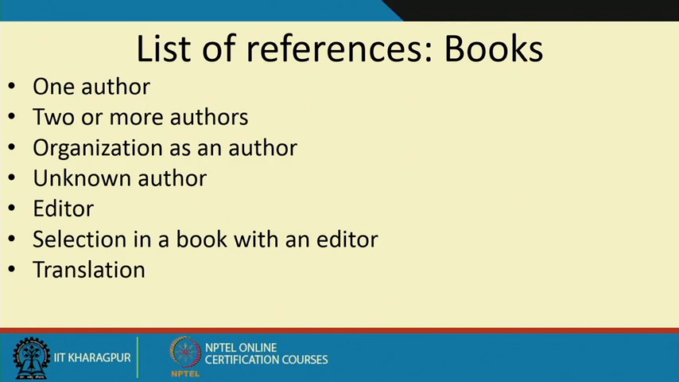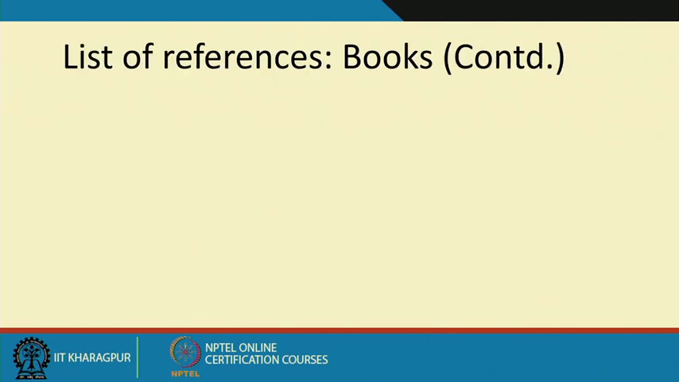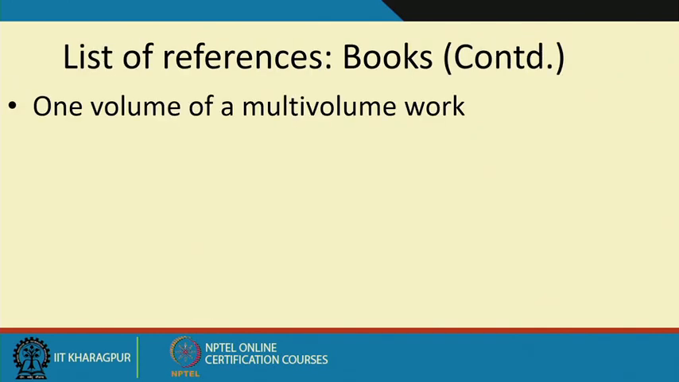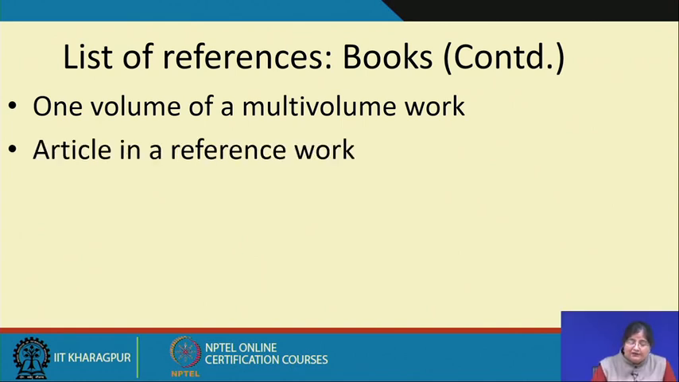Many times we've referred to a lot of books, Vygotsky's books, for example. Vygotsky's books have been translated into English, and we've used those books when we study communication. So: an edition other than the first, one volume of a multi-volume work, encyclopedias, etc. An article in a reference work or handbook will have more than one volume. Then republication: many times the same book is republished with minor changes.